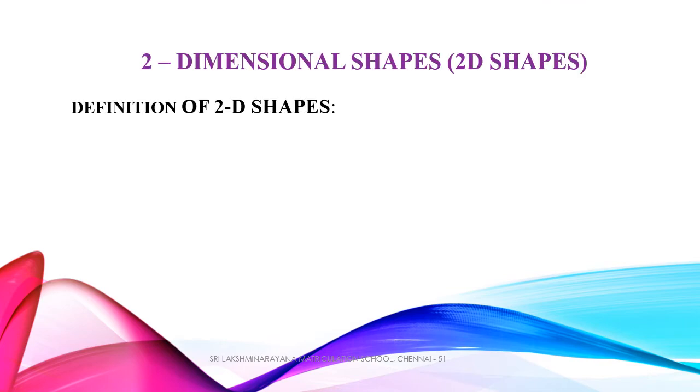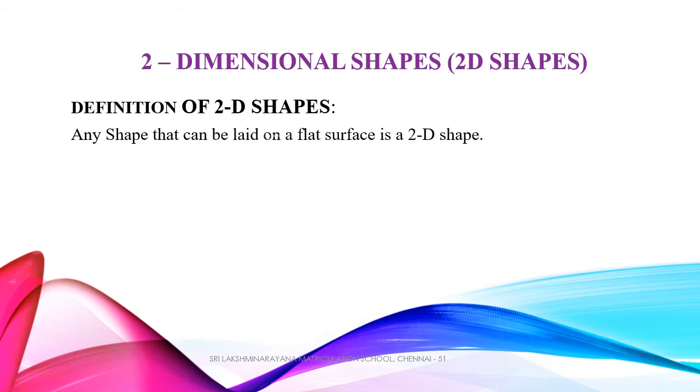Children, you have learned about plane and solid shapes in previous class. Let us revise and consolidate the knowledge. Plane shapes are those that can be drawn on a flat surface such as paper. It has two measures, length and breadth. So it is known as two-dimensional or 2D shape. Square, rectangle, triangle, circle are examples of 2D shape.